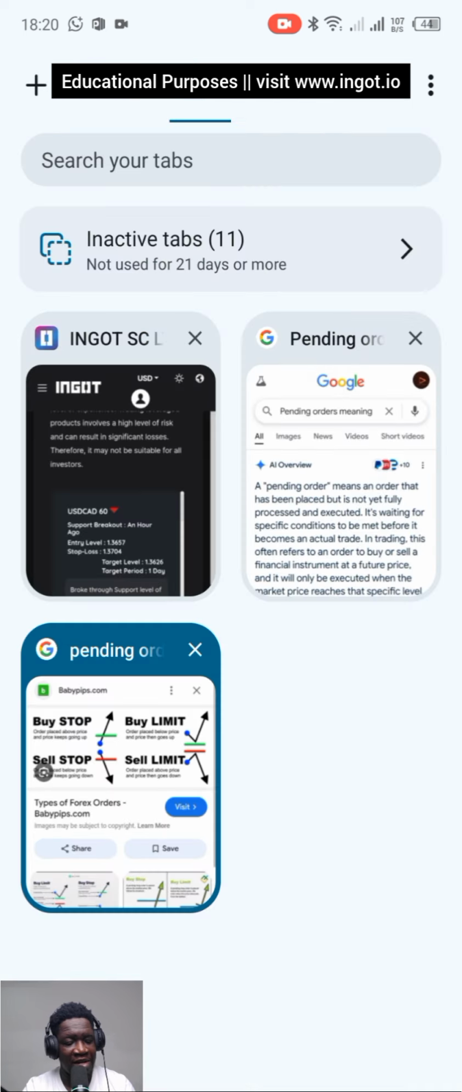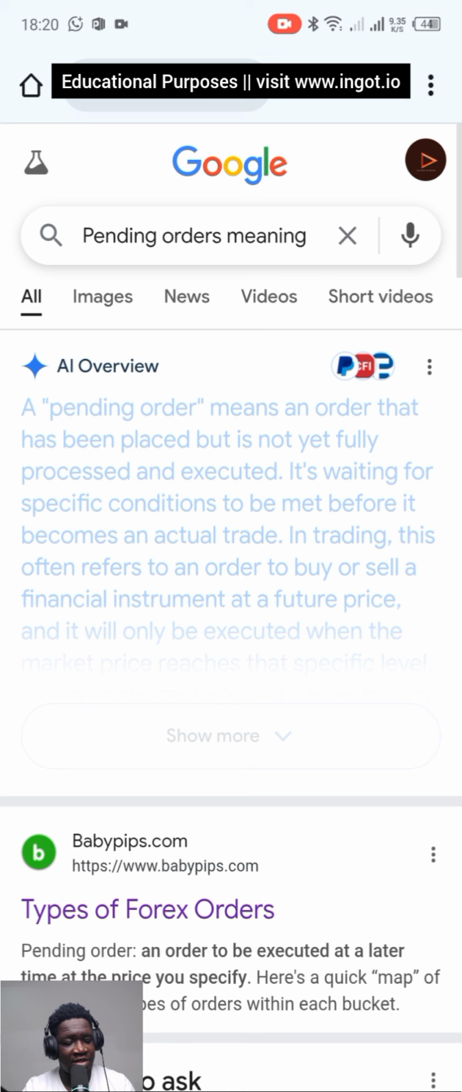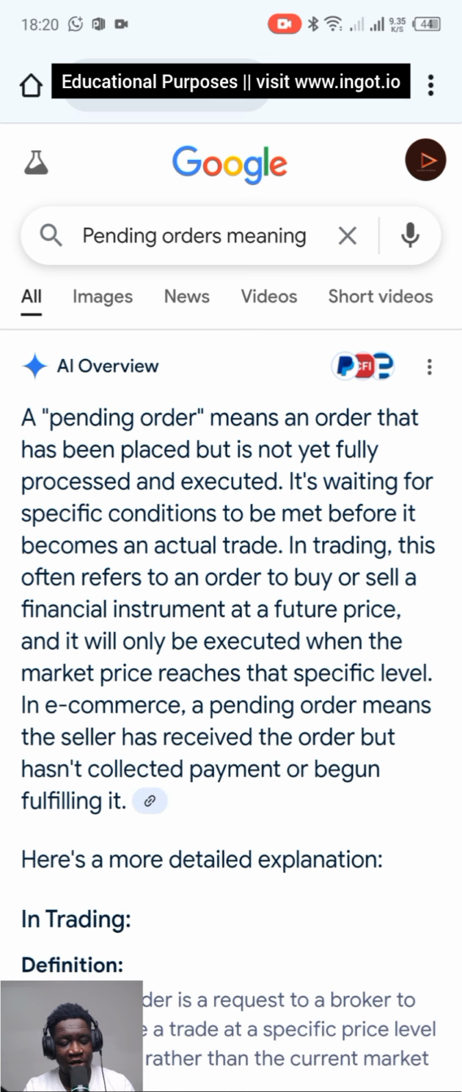Let's look at what pending orders are. It says a pending order means an order or trade that has been placed but not yet fully processed and executed, and is waiting for specific conditions to be met before it becomes an actual trade. Like I said, the price is around 2,500 and you want to buy it around 3,000. Remember, you buy when you believe it will go up, you sell when you believe it will go down.